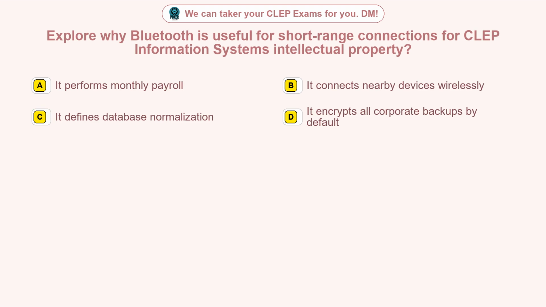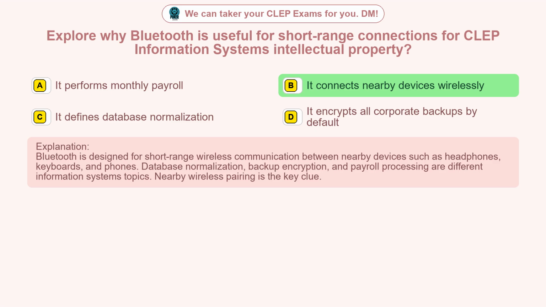Question 61. Explore why Bluetooth is useful for short-range connections for CLEP Information Systems intellectual property. Option A. It performs monthly payroll. Option B. It connects nearby devices wirelessly. Option C. It defines database normalization. Option D. It encrypts all corporate backups by default. The correct answer is option B. It connects nearby devices wirelessly. Bluetooth is designed for short-range wireless communication between nearby devices such as headphones, keyboards, and phones. Database normalization, backup encryption, and payroll processing are different information systems topics. Nearby wireless pairing is the key clue.